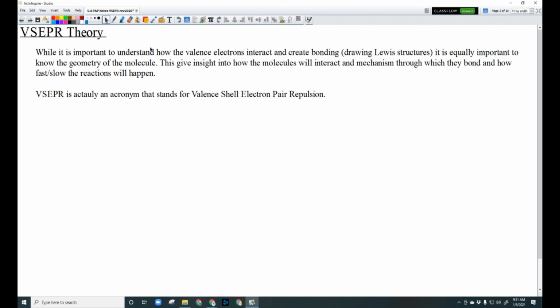This theory is called the VSEPR theory, and VSEPR is actually an acronym that stands for valence, shell, electron, pair, repulsion. So we're talking just about the valence shell electrons, okay, and then pair repulsion. So we know that electrons are negative, and so when they get close to each other, they repel each other. And so it's all these interactions of the valence electrons that give rise to different shapes that molecules have.